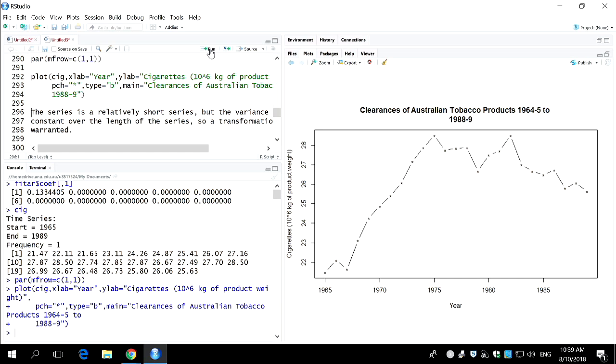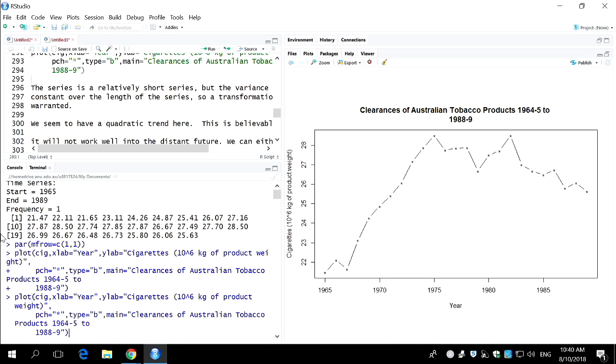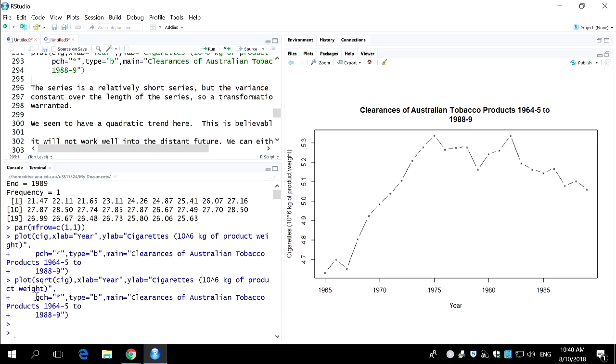By the way, if you took logs, let's do it, and I'll show you what it looks like, or square root. So let's just change sig to square root of sig. Let's have a look what happens. That's the square root.